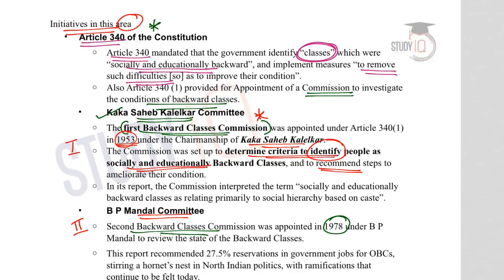This was the second backward classes commission and the chairman was B.P. Mandal, and that's why this committee is popularly known as the Mandal Committee, and the purpose was to review the state of backward classes in the country. And the committee recommended 27.5% reservations in government jobs for OBCs, that is other backward classes.